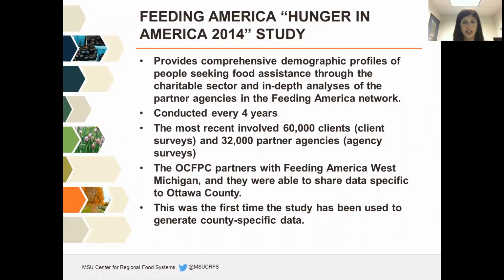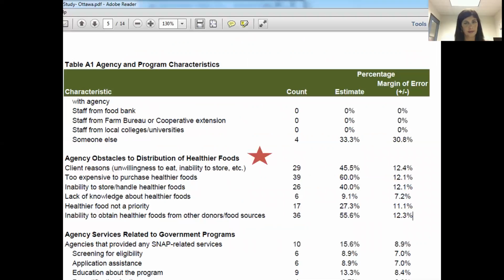We were really fortunate in that one of the members of our Food Policy Council is the Feeding America West Michigan agency, and they were able for the first time in this 2014 Hunger in America study to share data specific to Ottawa County. And again, this is the first time they've been able to generate county-specific data. So it's the first data of this kind that we've been able to access. And I'm going to share some of that with you.